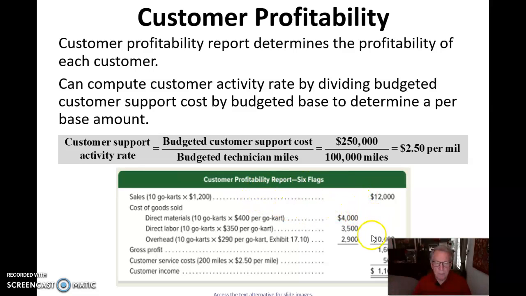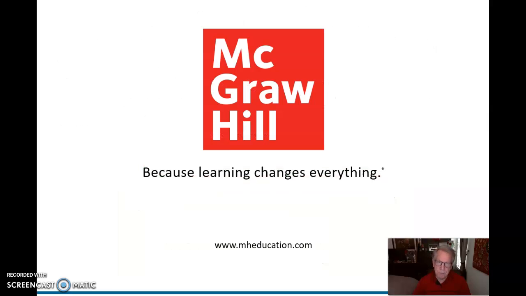And now, here, properly shown, is the direct materials, direct labor, and direct overhead for Six Flags. And then that gives us our gross profit. And then below that gross profit line, we're going to have these customer costs, which we just calculated at $500. 200 miles here times $2.50. So I think you can see that the customer is going to make $1,100 of customer income. That customer being Six Flags.